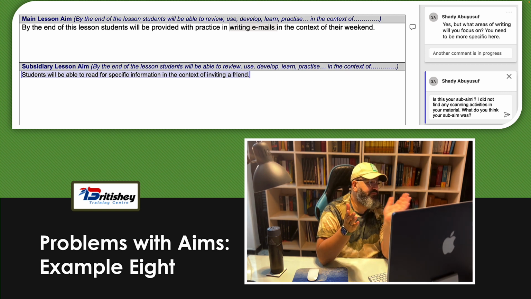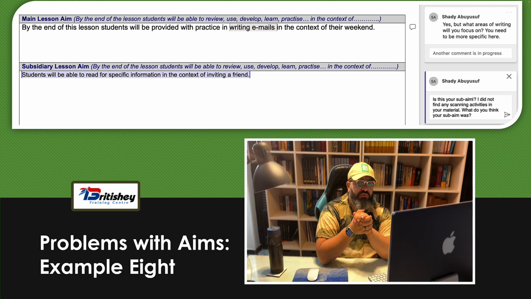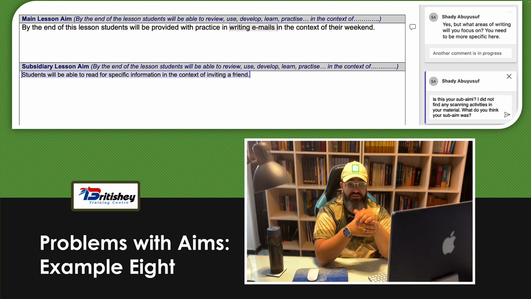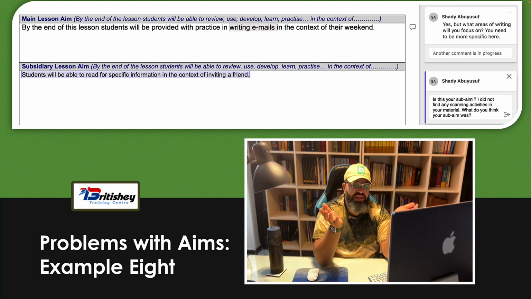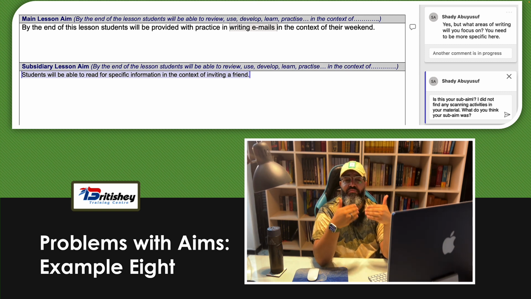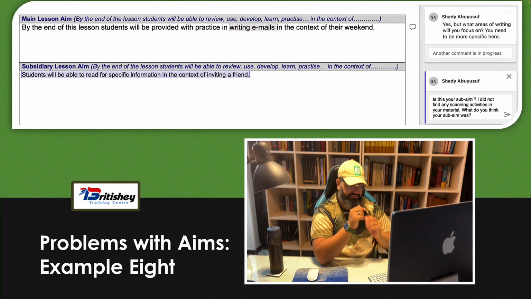For the second one, the guy said that students will be reading for specific information, and actually there was no reading for specific information in the lesson. That's why I wrote, if this is your sub-aim, I didn't find any scanning activities in your material. What do you think your sub-aim was? Okay, right.